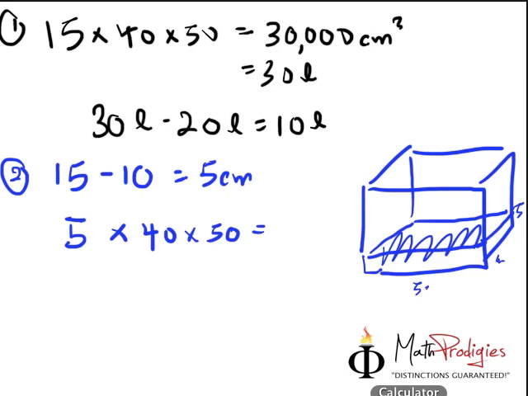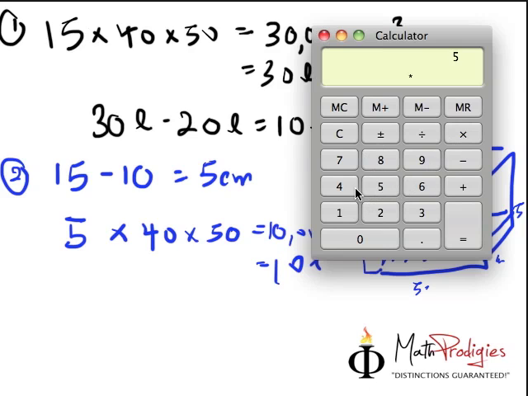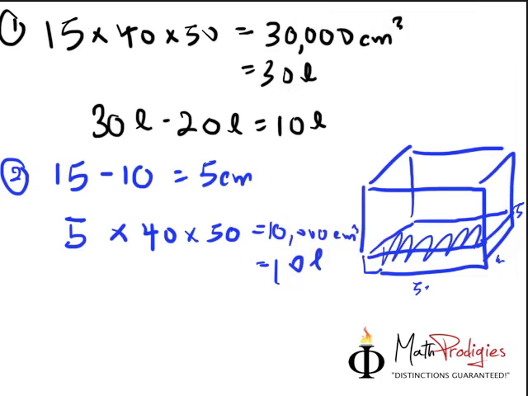So the answer is also 10,000 cm cube, which gives you 10 liters. Am I correct? Let's check our answer. 5 times 40 times 50 gives you the answer of 10,000 cm cube, which gives you 10 liters. So basically that's it, alright?